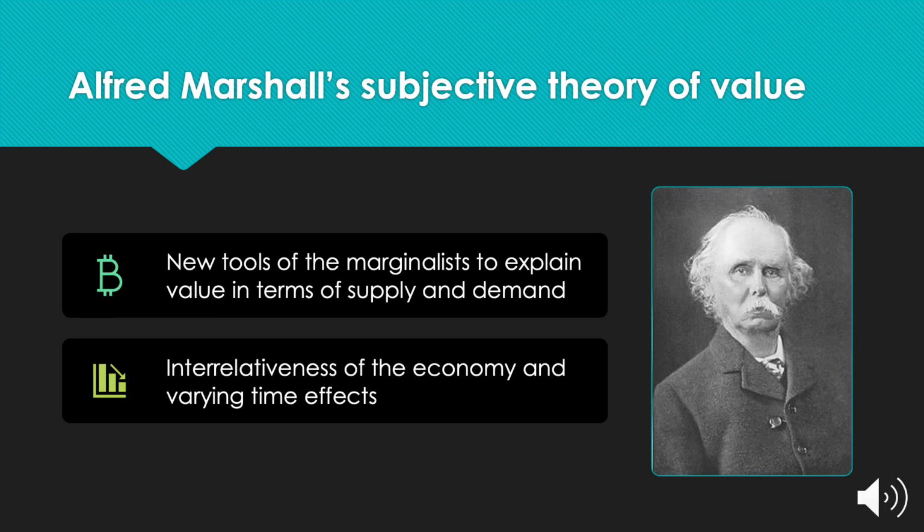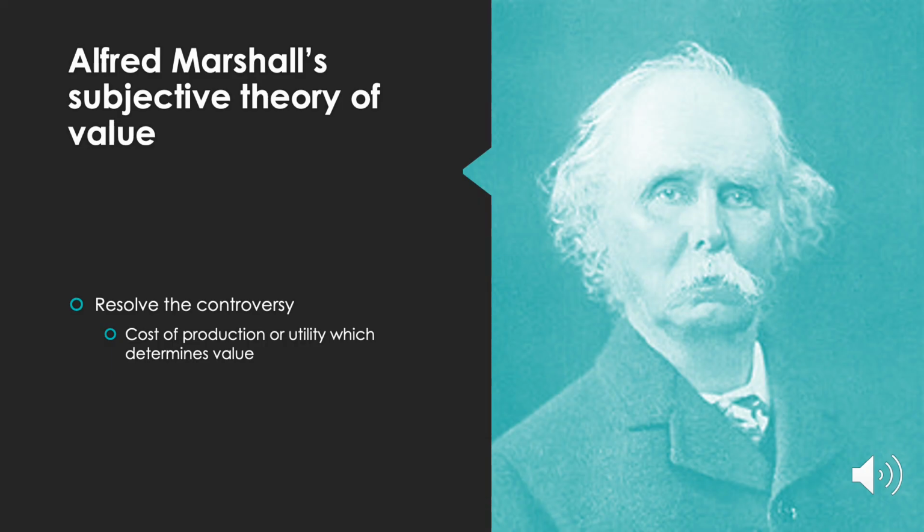Alfred Marshall combined the best of classical analysis with the new tools of the marginalists in order to explain value in terms of supply and demand. He said that the study of any economic concept like value is obstructed by the interrelativeness of the economy and varying time effects. According to Alfred Marshall, a correct understanding of the influence of time and interdependence of economic variables would resolve the controversy over whether it was the cost of production or the utility which determines the value of a good or of a service.